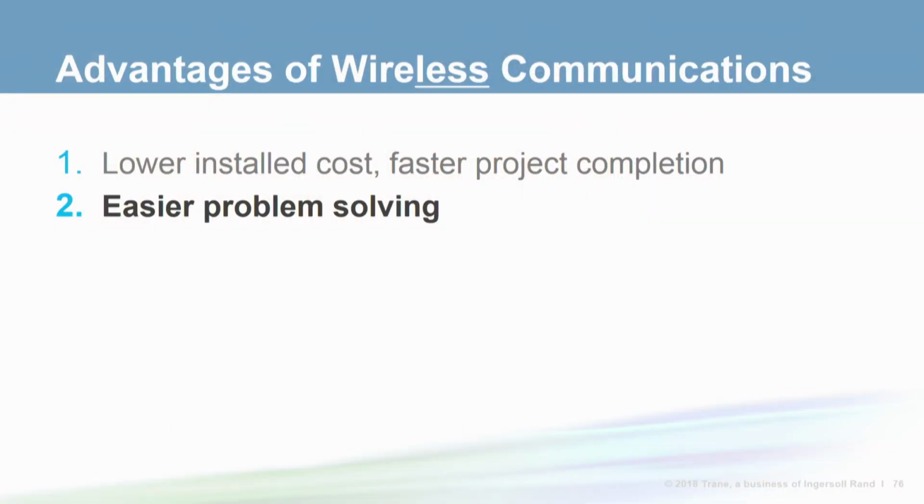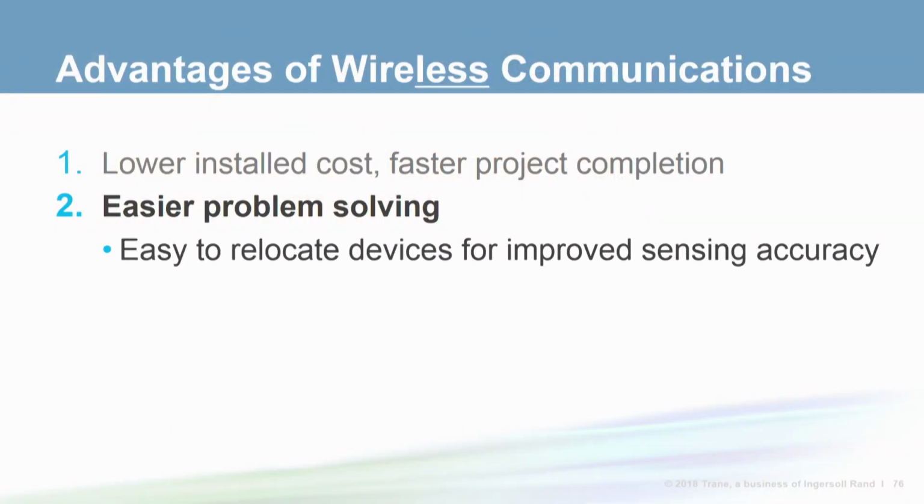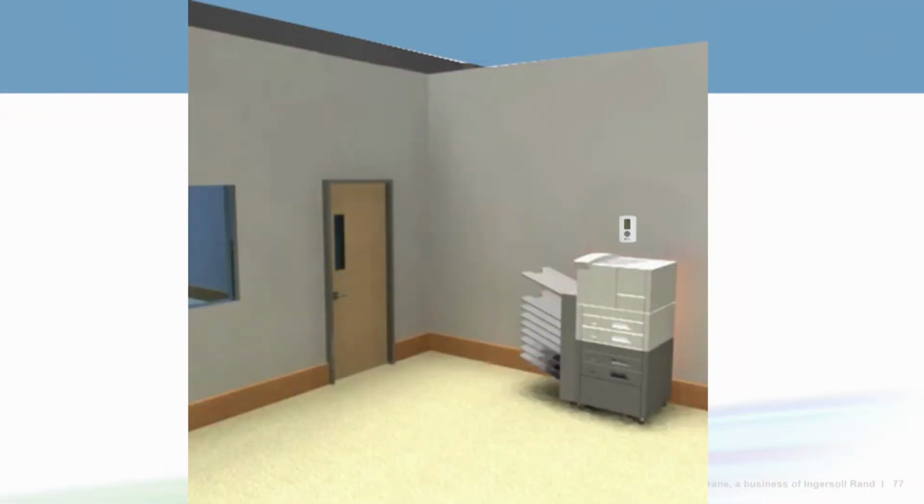Another advantage is easier problem solving. With wireless, it's easy to relocate devices to improve sensing accuracy and control. This is valuable because we know we can't anticipate where everything is going to be located as we finish construction projects. As an example, here's a copy machine installed right next to the zone temperature sensor. Because this machine creates heat, we may need to move the sensor so that it can more accurately measure the space temperature. In other cases, we might want to move the sensor just for aesthetic reasons. With wireless, we can move the sensor to a better location with very little cost, improving performance or aesthetics.